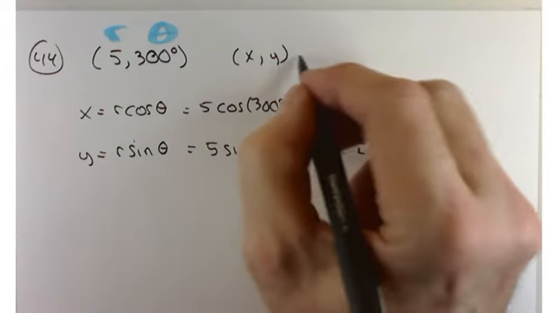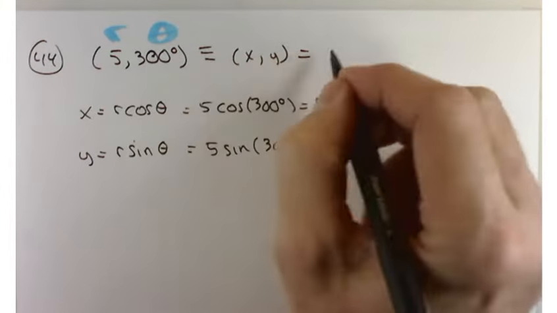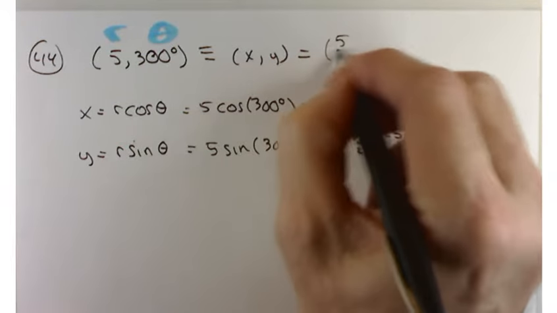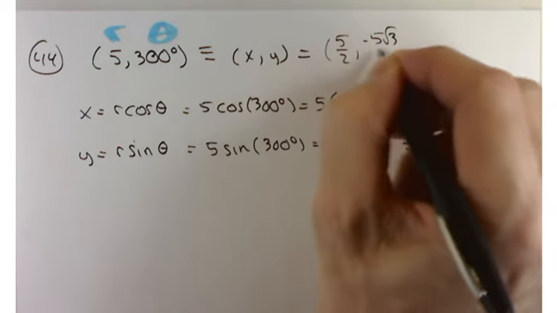Equivalently, in x and y, this is going to be 5/2 and negative 5 square root of 3 over 2.